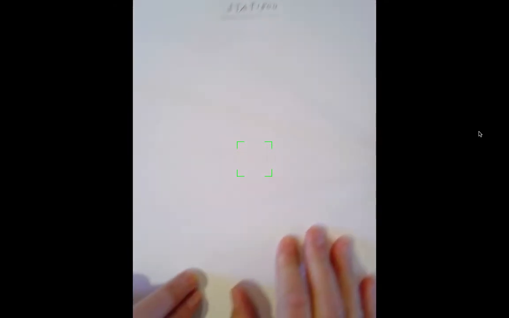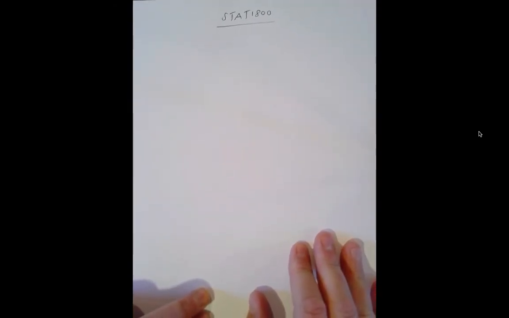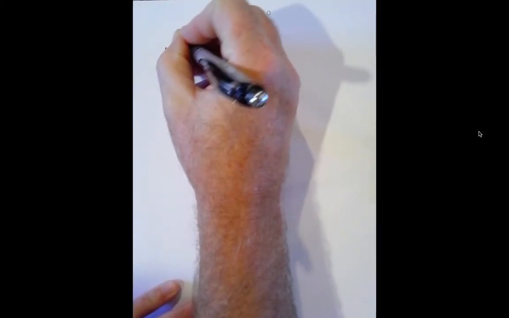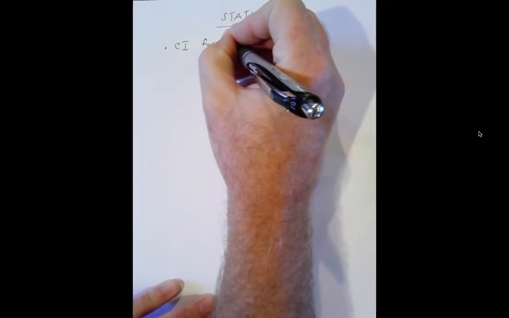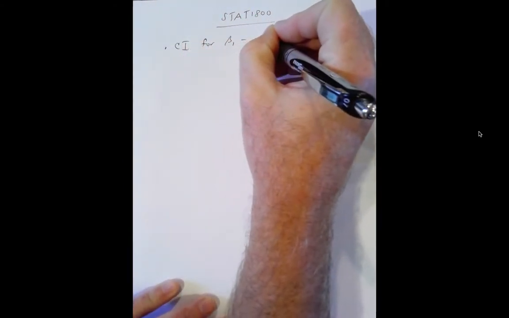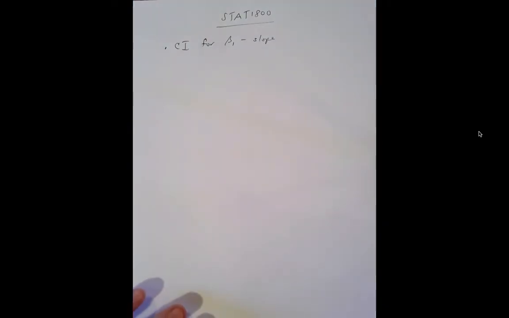Hey gang, STAT1800. The purpose of this video, and I want to go ahead and apologize for the crappy lighting. I'm working at home today, and there's really just not a lot of places to hang out and put up a video. So anyway, the purpose of this video is to introduce you to the techniques for constructing a confidence interval for beta 1, which now we should know is the slope.